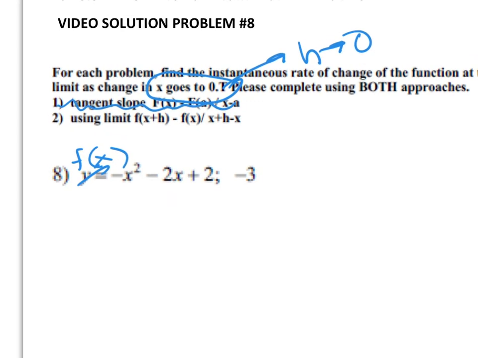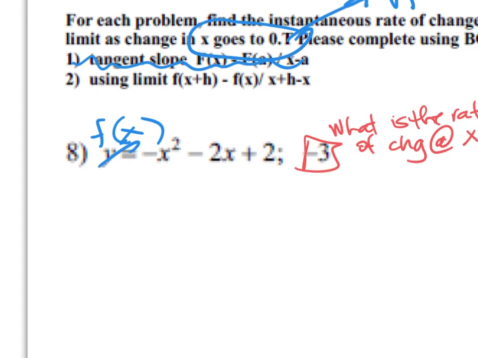So we want to know what is the rate of change at this value, x is equal to negative 3. So I'm going to go ahead and write out as many steps as I can and do some different explanations so we are all good on this.